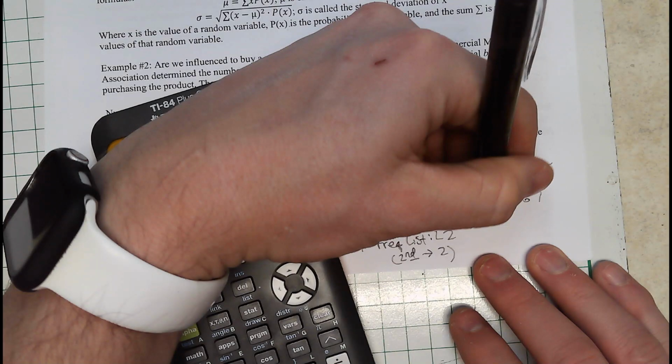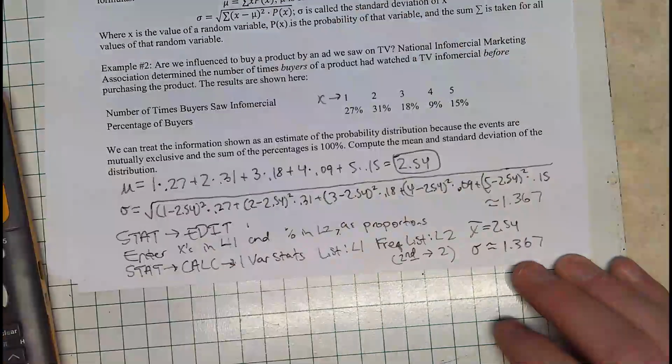And then the standard deviation is right here. It's just the same as what I got by hand. That's how we can do it in the calculator. So you kind of choose which way works best for you.